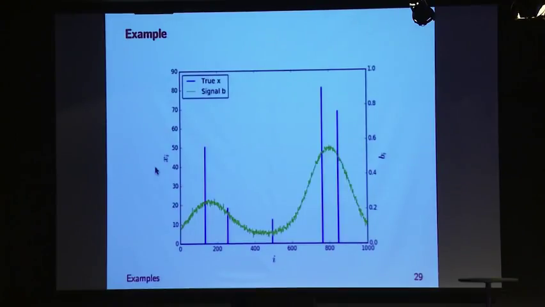So here's an example. So here's the true X. It's sparse, right? Maybe that's a spectrum of some sort, right? And then what you get is a convolution with what is obviously a pretty big Gaussian kernel, right? So what you see with noise is the green thing. And now you want a method that's going to find these things, right?